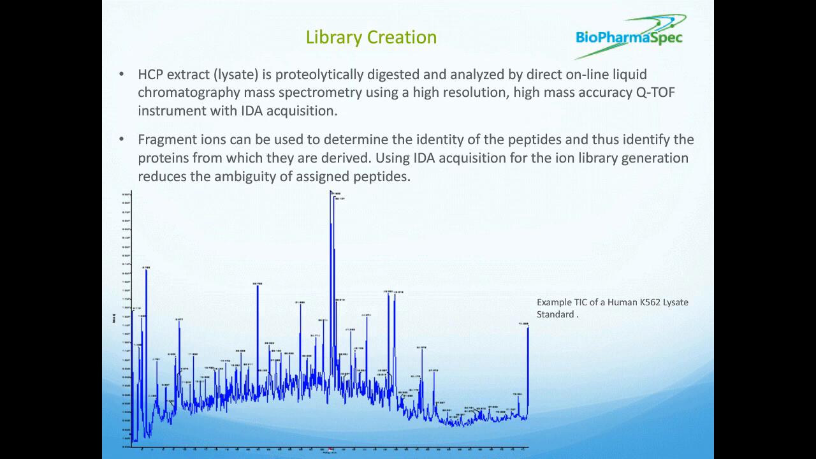So for this method, we use a data-dependent method exclusively because, as we've talked about previously, this reduces the ambiguity of the assigned peptides.